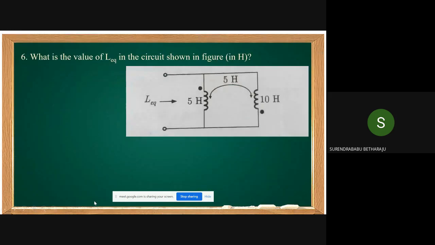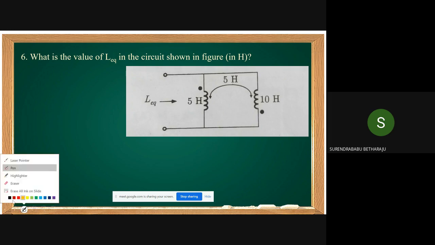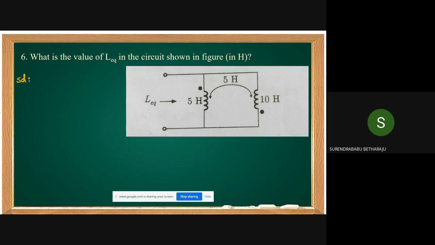What is the value of L equivalent in the circuit shown in the figure? Is it a parallel aiding or opposing? Opposing. Very good. It is opposing. What is your answer? 5, sir. So 5 Henry.